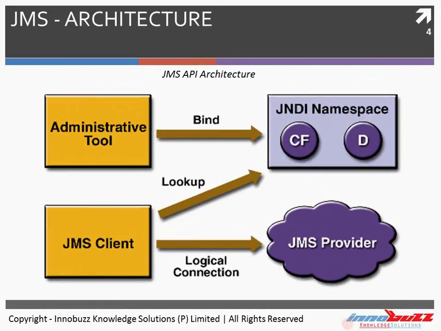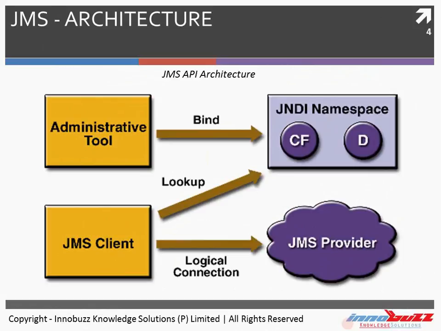So this is the basic JMS architecture, where it has composed all the components or parts we just saw in the last slide. We have an administrative tool which has connections and destinations. There is a JMS client, a JMS provider, and also a JNDI namespace.